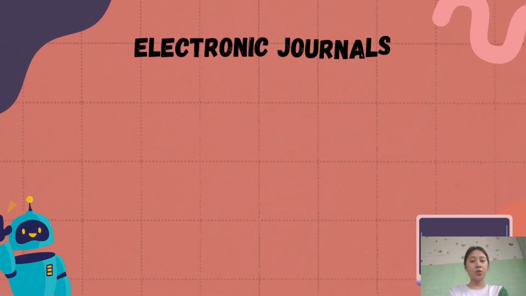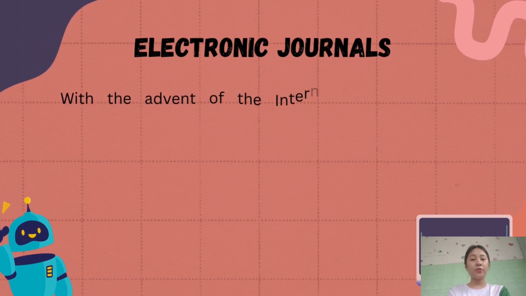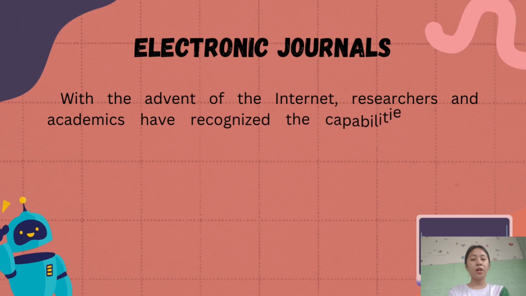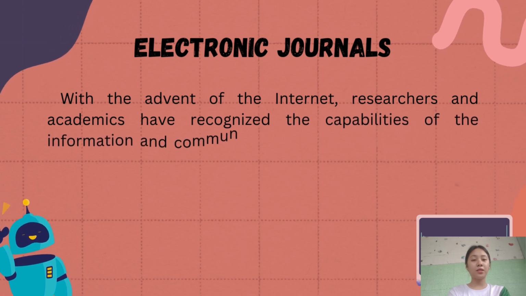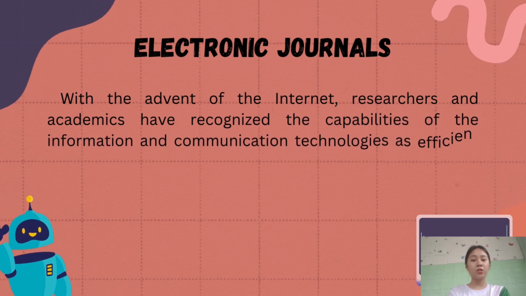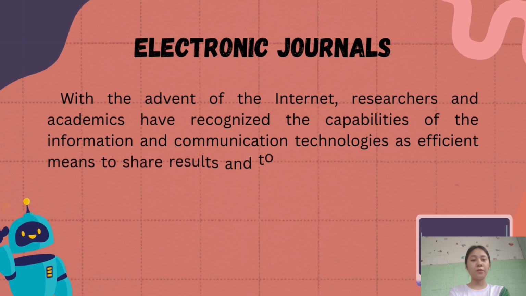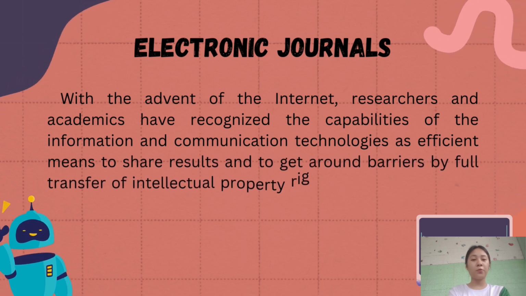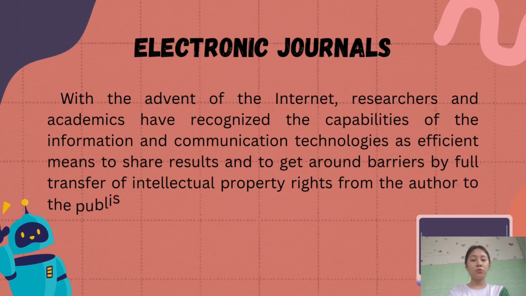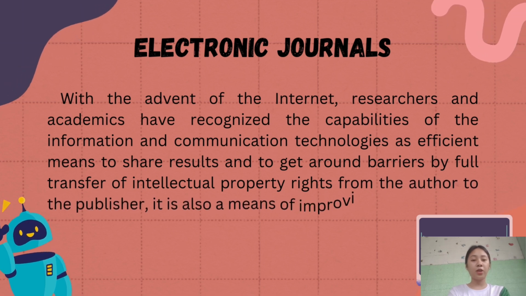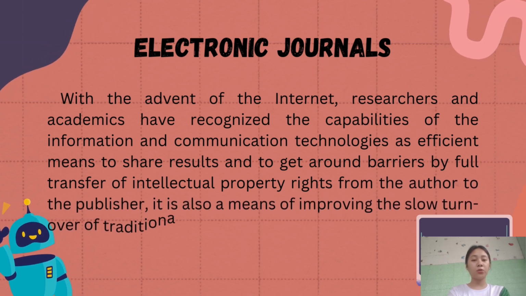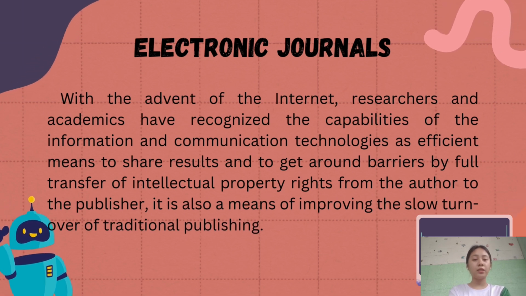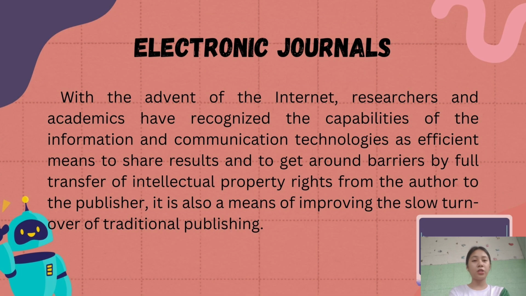Next is electronic journals. With the advent of the internet, researchers and academics have recognized the capabilities of information and communication technologies as an efficient means to share results and to get around barriers. Through full transfer of intellectual property rights from the author to the publisher, it is also a means of improving the slow turnover of traditional publishing.